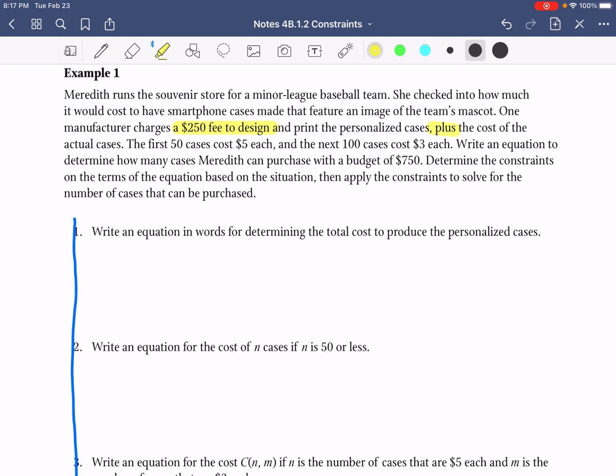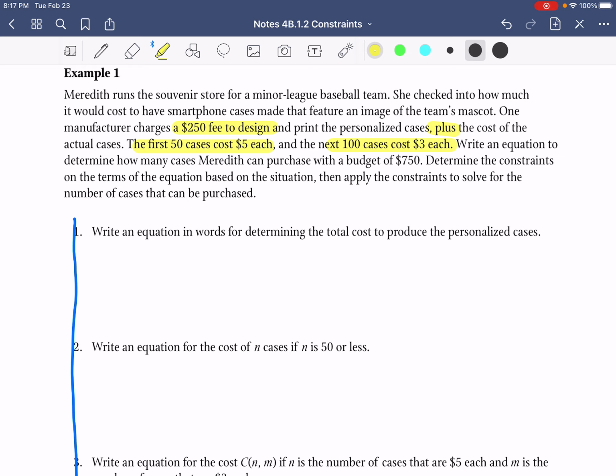Plus you have the cost of the actual cases. The first 50 cases cost $5 each, so that's $5 per case. That's a slope. But then it says the next 100 cases cost $3 each. $3 each, that's another slope.